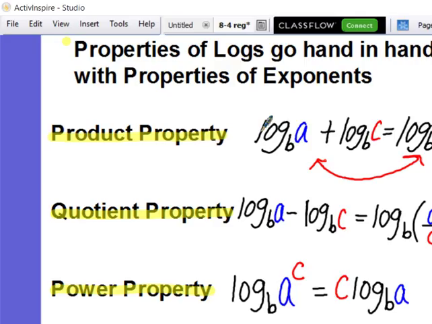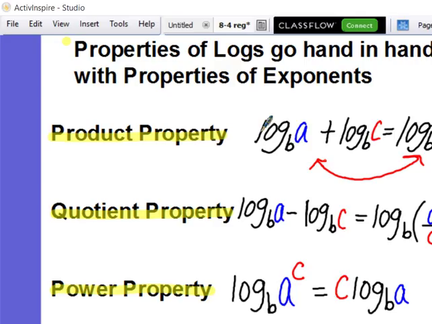Quotient means division. And so if you see something like this, log to the base b of a divided by c, you could say, oh, I could write that as 2 separate logarithms and split it apart. That'll be log to the base b of a. Because of divide, we subtract log to the base b of c.